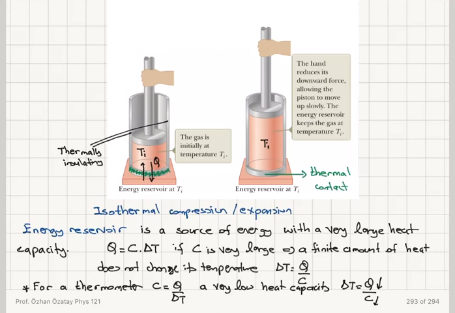It will have a negligible effect on the temperature of the system. There will be a very small amount of heat exchange required. So those are two extremes. The energy reservoir has a very large heat capacity, and for a thermometer I need a very low heat capacity. So C should be as low as possible.